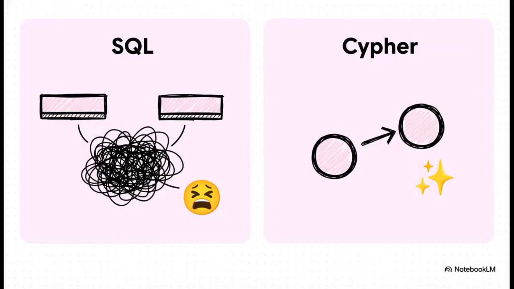Okay, this slide right here tells the whole story. On the left, you've got your traditional SQL. Just look at that thing. It's a total headache of joins and clauses just to ask a simple question. Who are Alice's friends? Now look at the right. That's Cypher. It's beautiful, isn't it? It looks exactly like what you'd sketch on a whiteboard. A person connected to another person. It's visual, it's clean, and it's designed from the ground up to think about connections.